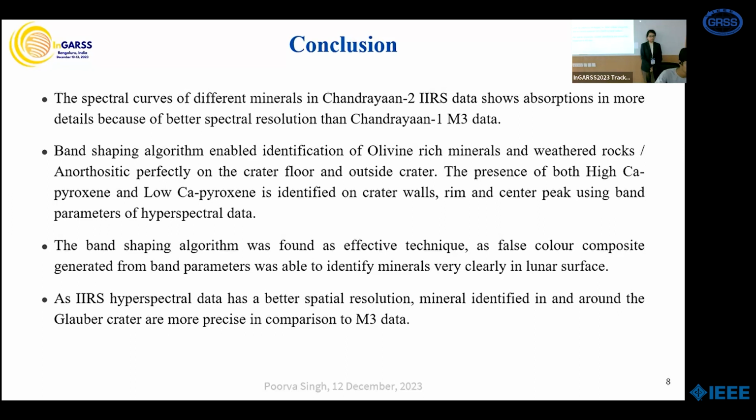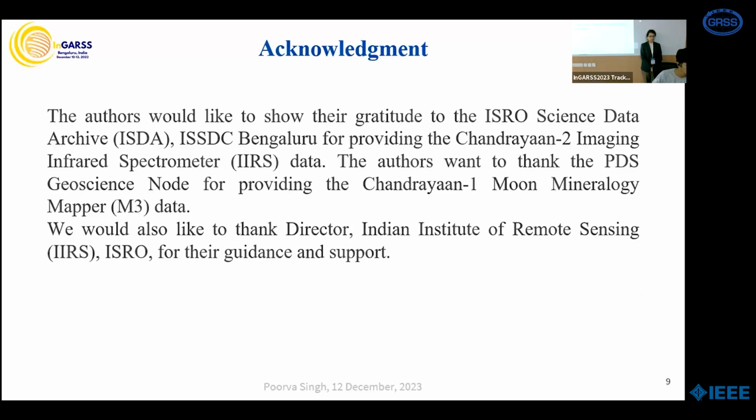IIRS data, having a better spectral resolution, provide more precise mineral identification in and around the Gobbler crater in comparison to M-cube data. Here we would like to show our thanks and gratitude towards ISRO Space Data Archives for providing Chandrayaan-2 data and PDS Geosciences Node for providing Chandrayaan-1 data, and also to the Director IIRS ISRO for providing their guidance and support.